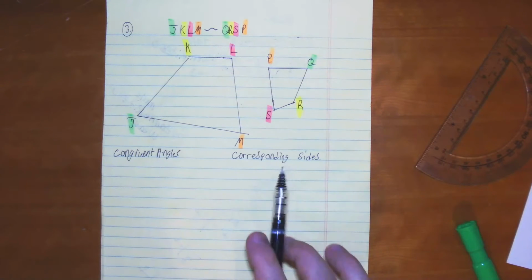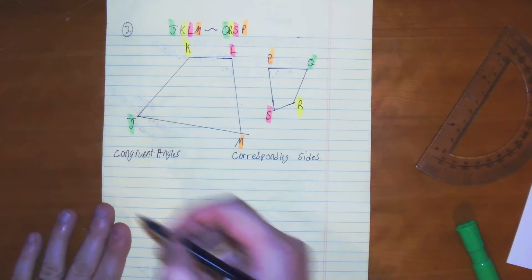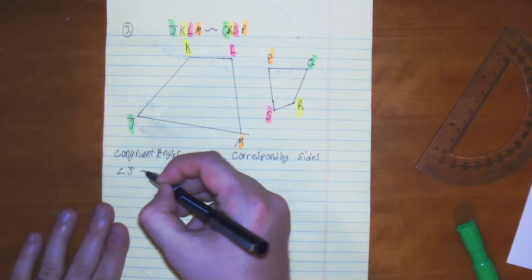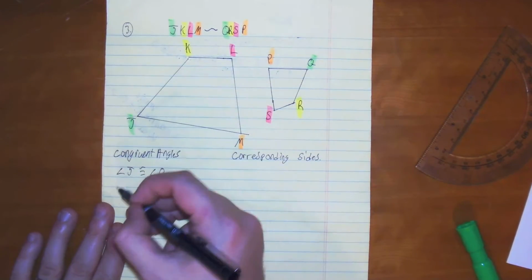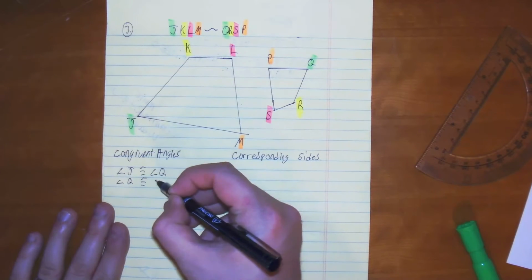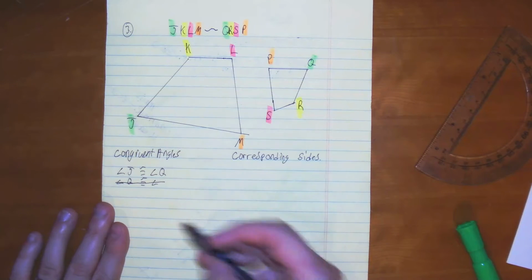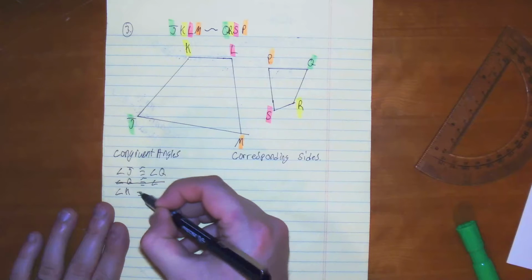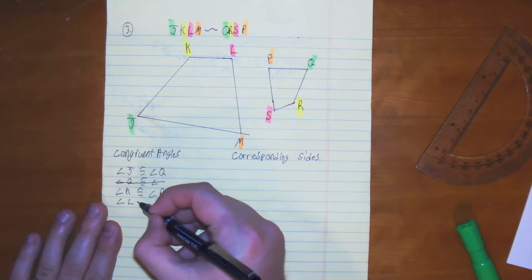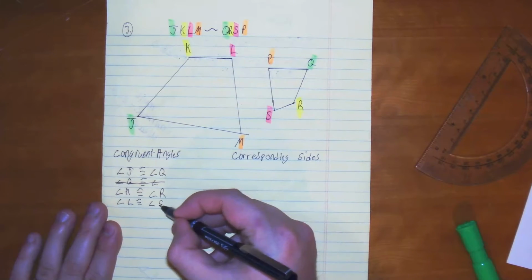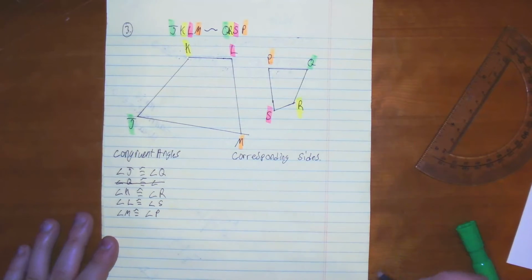When we're talking corresponding sides it's similar, but first the congruent angles are going to be the following. Angle J is green, and it's going to be with angle Q. Why did I do Q? We shouldn't have done that. Then we have angle K, congruent to angle R. Then angle L is congruent to angle S. Lastly, angle M is congruent to angle P.